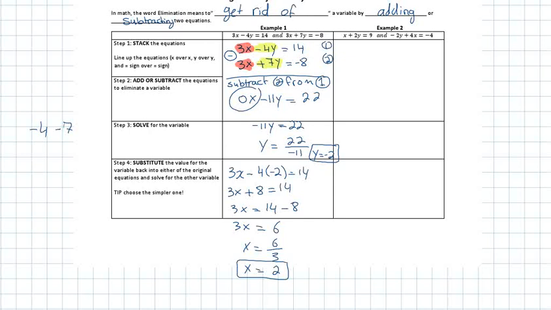Okay. So what's our first step? Arrange them. Lining them up, arrange them, right? Remember, x has to be under the x, so y has to be under the y. Otherwise, it will not work. So that's why my first one, I'm going to write x plus 2y equals 9. So that's my first equation.